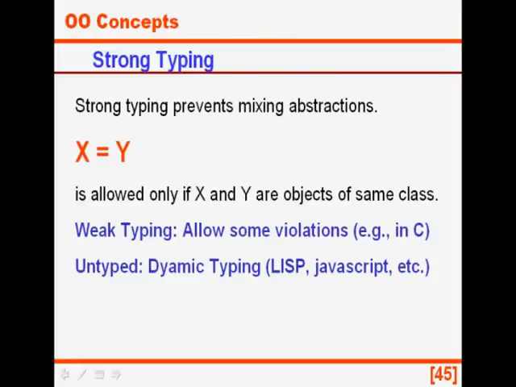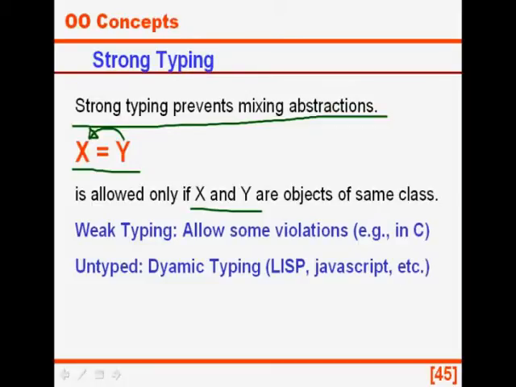Yet another very important feature of object-oriented programming is strong typing. Strong typing prevents mixing abstraction. This is the definition given by Grady Booch. What does it mean for us? Let's look at this simple statement: Y is assigned to X. This statement will be allowed in the language if and only if X and Y are objects of the same class. Otherwise, it is not allowed.